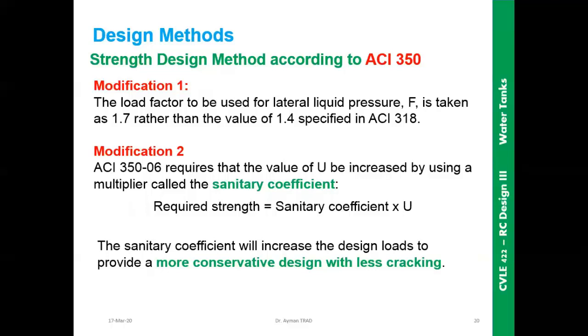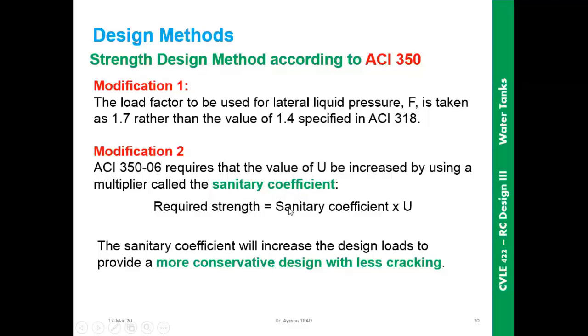ACI 350. The first difference is that ACI 350 will introduce a load factor that we call liquid pressure, which will be the factor F, just as the dead load is D and the live load is L. The fluid pressure will be letter F, which in the case of ACI 350 has coefficient 1.7 instead of 1.4 in the ACI 318 for buildings.